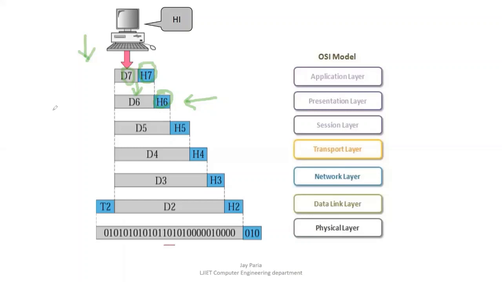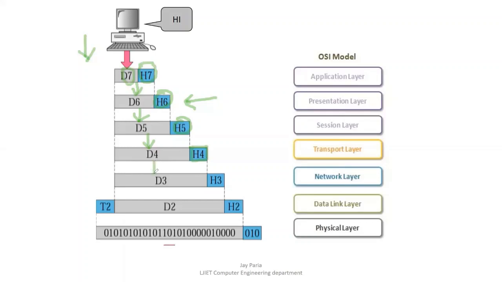Again in the presentation layer, D6 and H6 are combined, and when it is passed to the session layer it will add its own header. Then it will pass to the transport layer. In the transport layer, D5 and H5 from the session layer together are known as D4, and the H4 will be added.